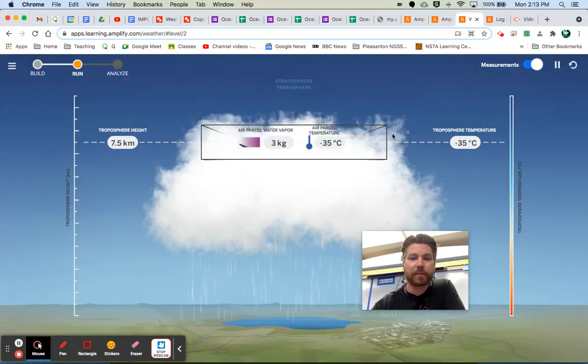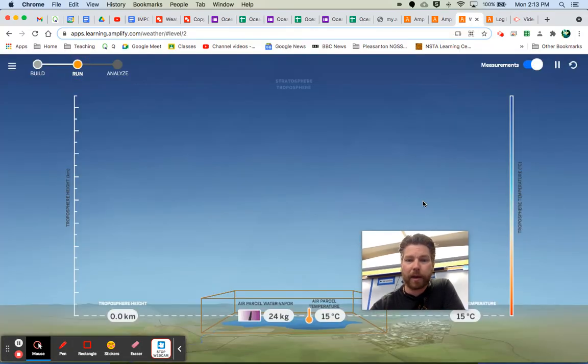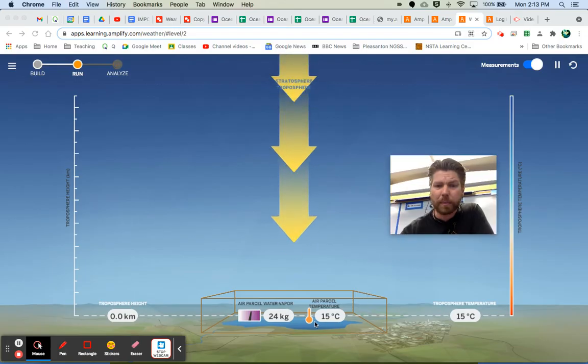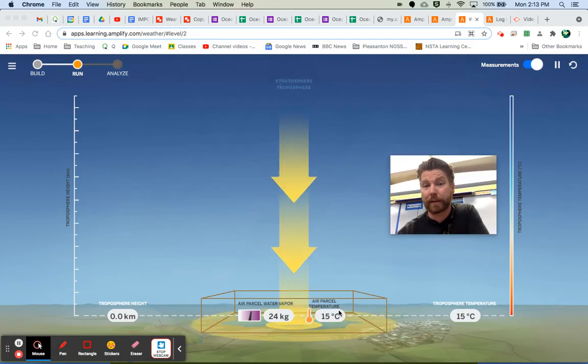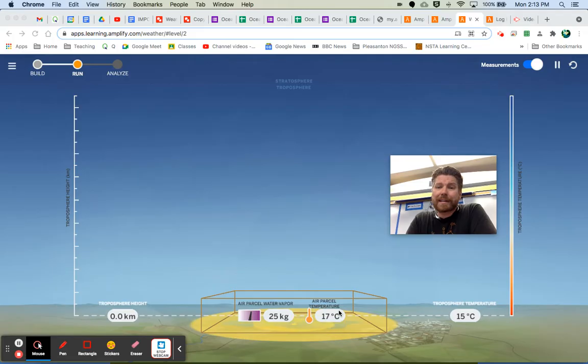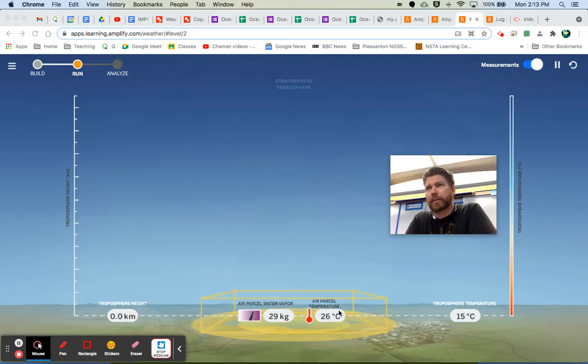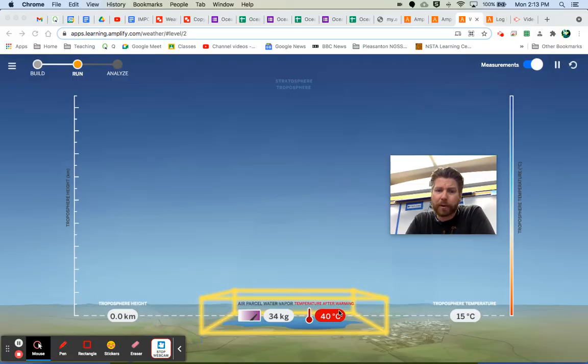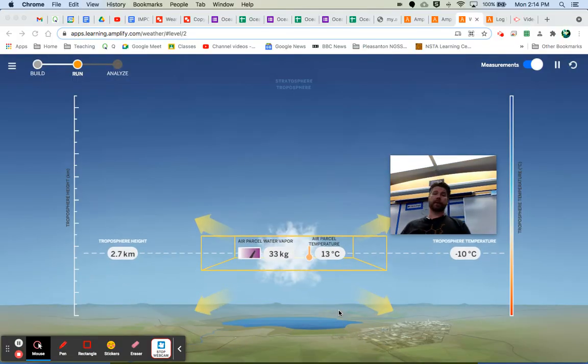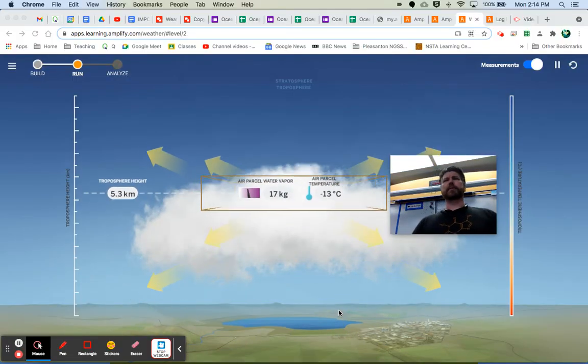Now, wait a minute, Mr. Wiggin, how did you see 40 degrees? Well, let's try that again. When I hit run, what I'm looking for is when this box turns red, because that's the hottest temperature the air parcel gets before it starts rising in the atmosphere. And boom, 40 degrees. Temperature after warming was 40 degrees. So that's what you're going to do for the next two also.